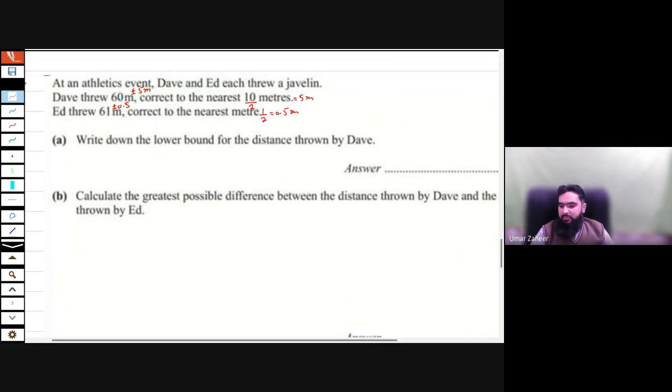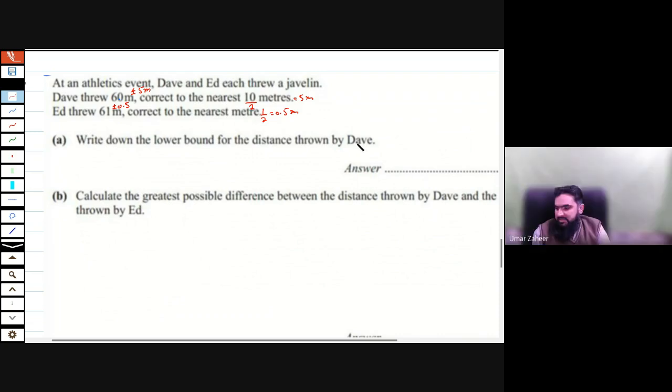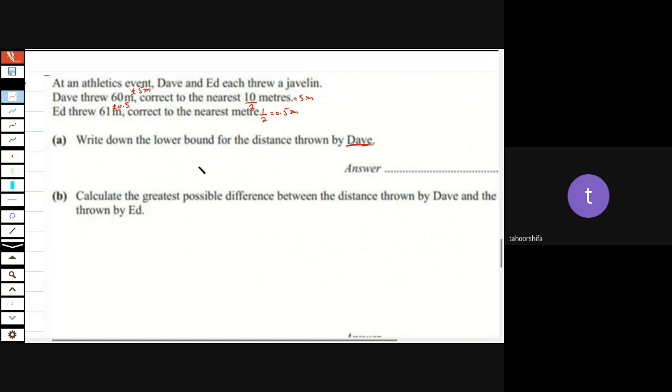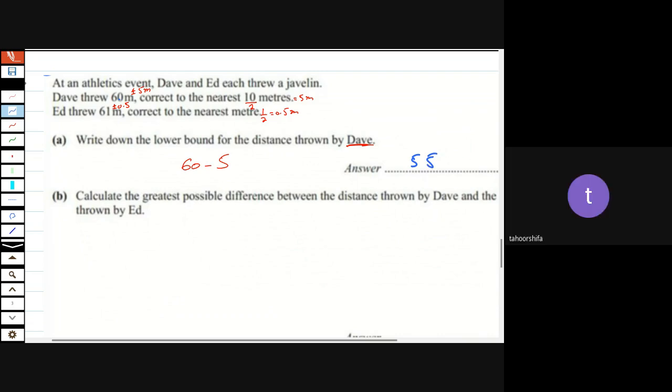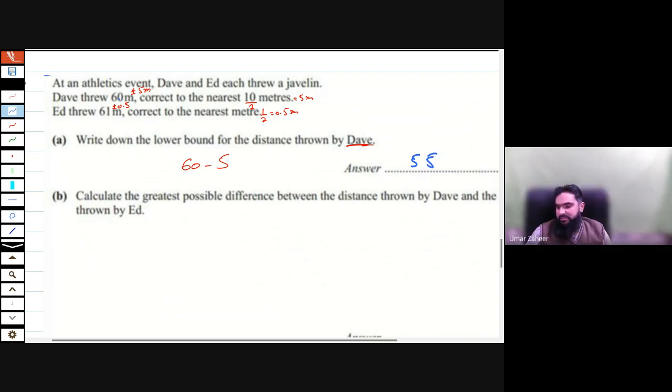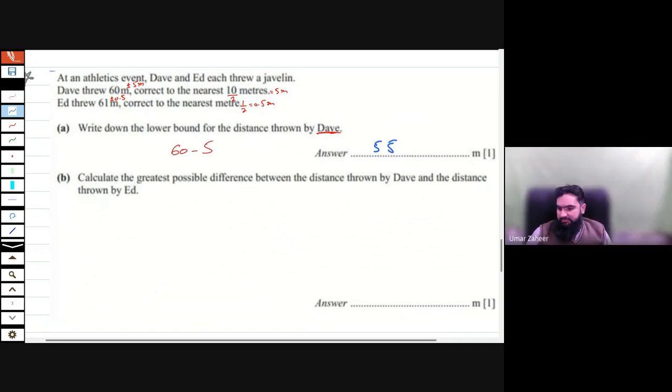Tahur, read the A part. Write down the lower bound for the distance thrown by Dave. What is the lower bound? We minus: 60 minus 5 meters would be 55 meters. Is it clear? Yes, sir. Fatima, read the next one.